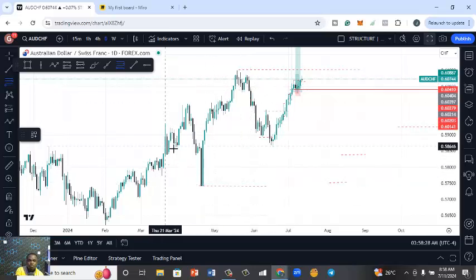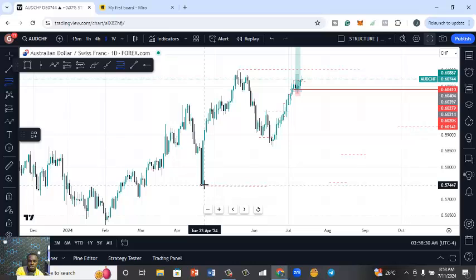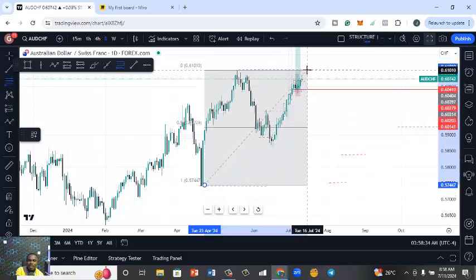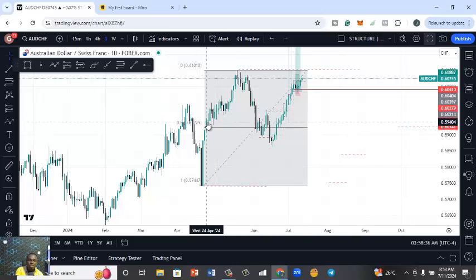All right, so you can put your Fibonacci tool from that low, extend it to the high right there. Now, how to set your Fib tool is very simple.